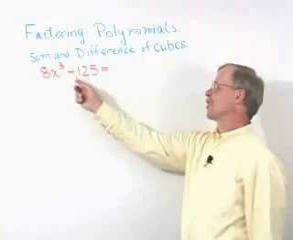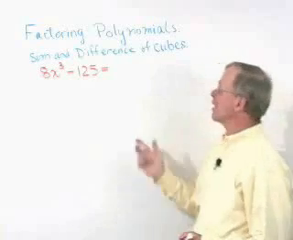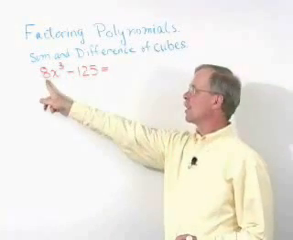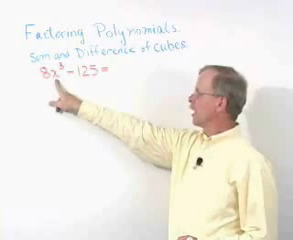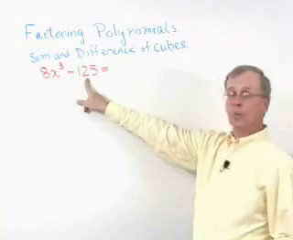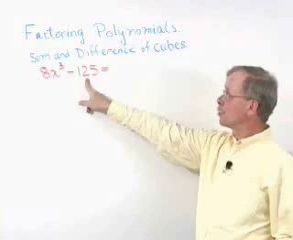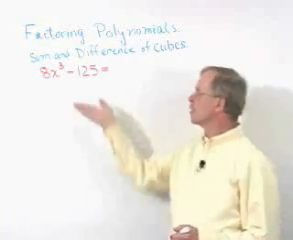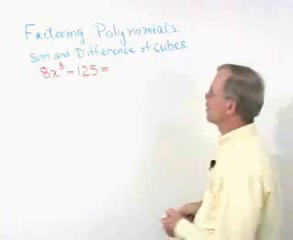Here's 8x cubed minus 125. That is, in fact, the difference, subtraction, of two cubes. 8 is 2 cubed, x cubed, and 125 is 5 cubed. So there's a special factor pattern that you want to learn to factor these when you see them.